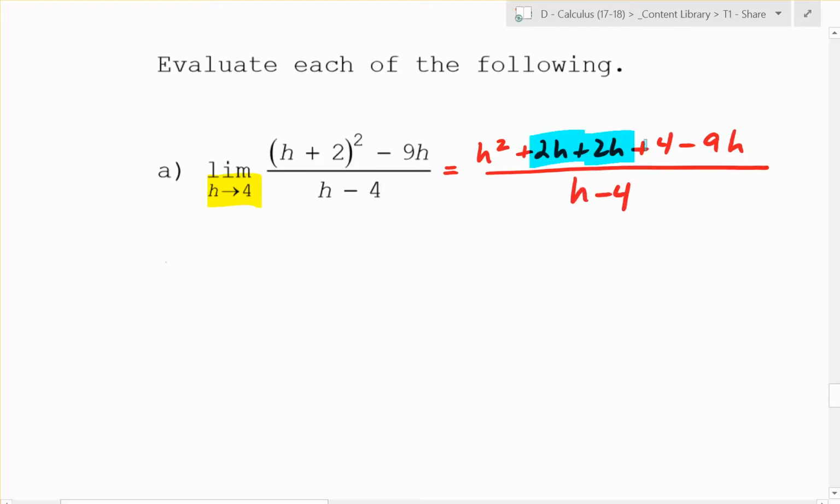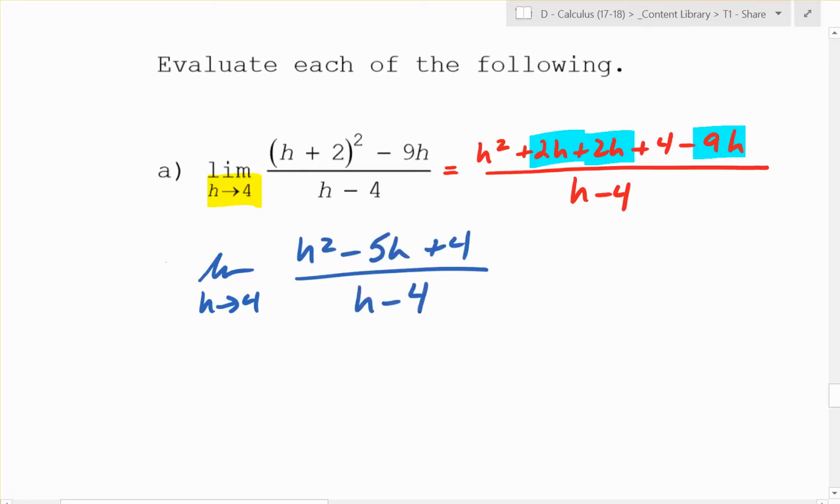We have 2h, 2h, and minus 9h, so that's minus 5. So you end up with the limit as h goes to 4 of (h squared minus 5h plus 4) over (h minus 4). We haven't changed anything, we've just multiplied out.